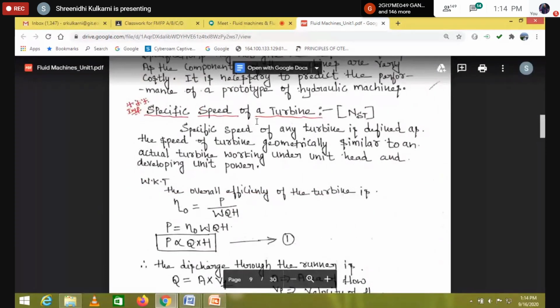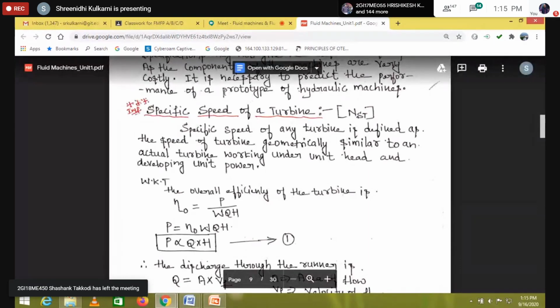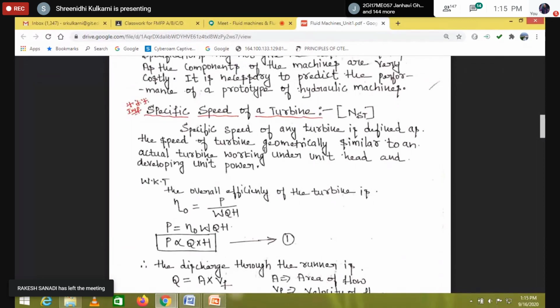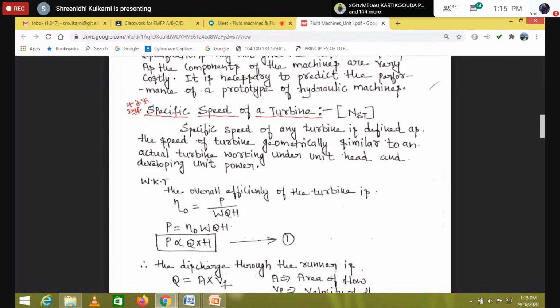Sir, it gives the proportion of speed, sir. Like, what is the proportion of speed actual time within a small number? Yeah, so that's what in this stage we are considering everything as a unit, because we are considering it in a prototype. Whatever the speed of the turbine, it is in a geometrical similar to an actual turbine. Actual turbine is nothing but whatever we have in a power station, so that we can call it as an actual turbine.